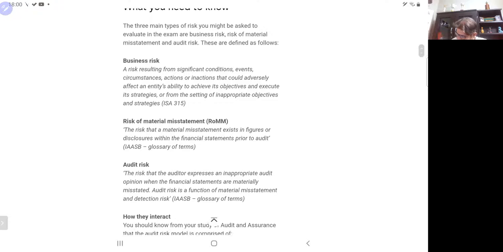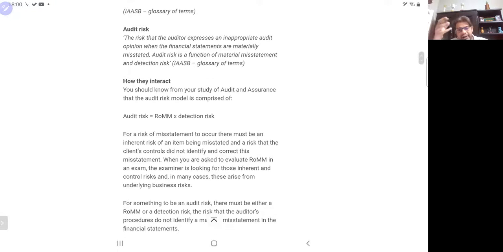Right now, how does audit risk interact? We already looked at it. Audit risk is equal to risk of material misstatement and detection risk. For risk of misstatement to occur, there must be an inherent risk. What can be the inherent risk? Inherent risk can be any business risk which a business carries from the start of the business till the end. For example, risk of obsolescence, risk of bad debts. If you are operating in the fashion industry, risk of fashion going out.